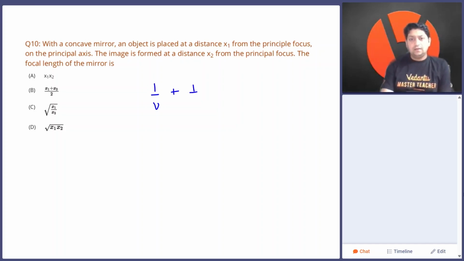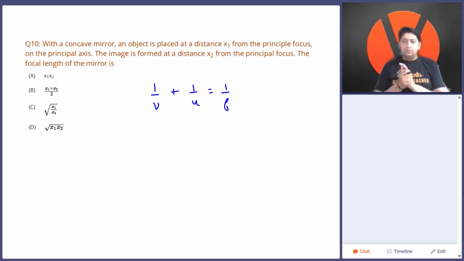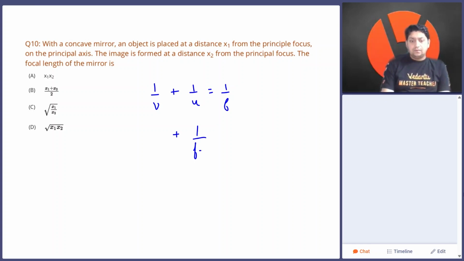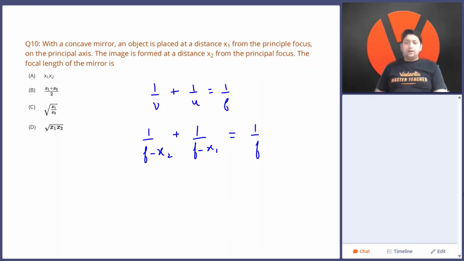We know the mirror formula is 1 upon v plus 1 upon u is equal to 1 upon f. Focal length is not known, we need to find it. And the important thing over here is that the object is placed at a distance x1 from the principal focus. So it means the distance will be something like this. Similarly for image distance also, we can put these values, right?